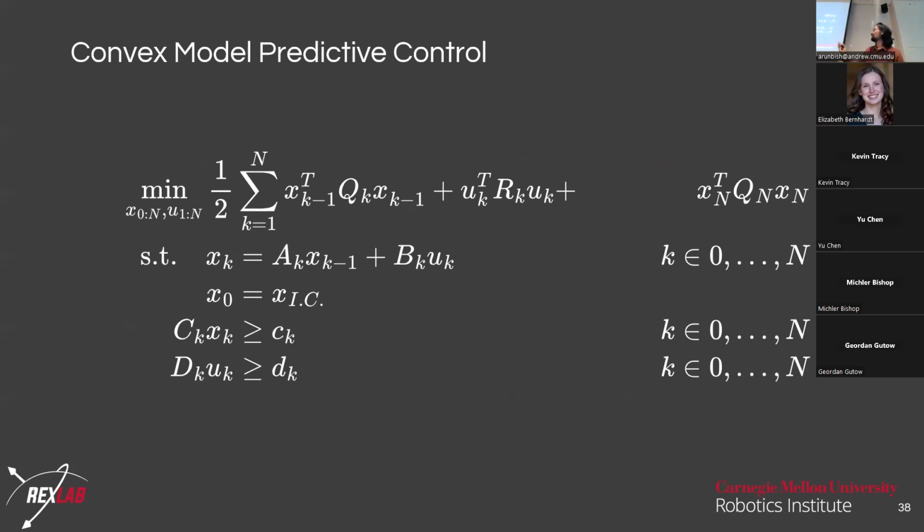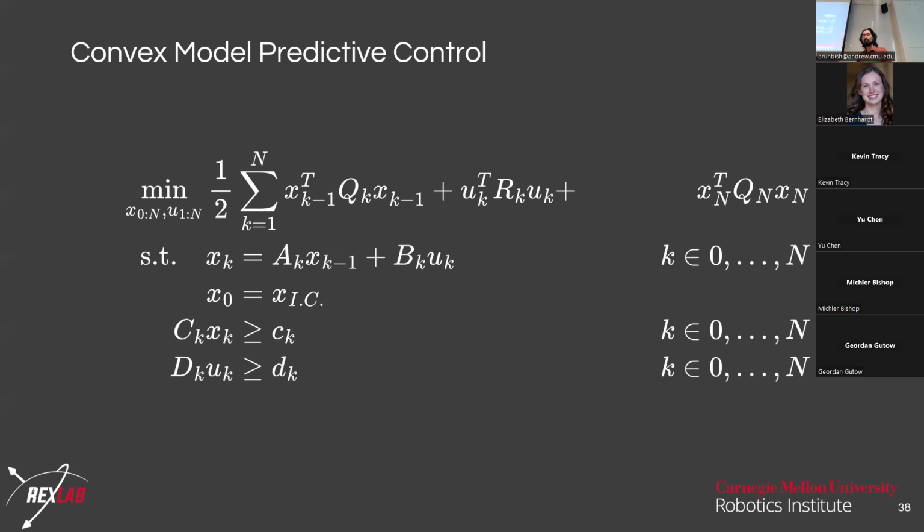We have one here where you have this LQR cost on your states and controls. And then you have an additional dynamics constraint, which is linear or from some linearization, with some initial condition. And then you have some state and control constraints. So this might be your joint limits at each time step or your torque limits at each time step.